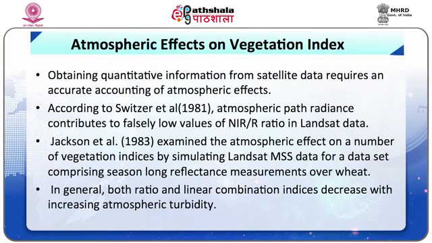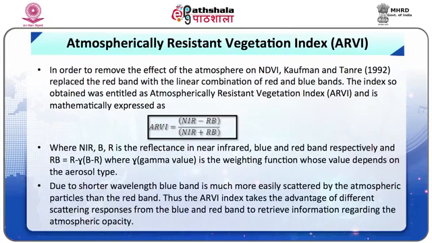Jackson and others examined the atmospheric effect on a number of vegetation indices by simulating Landsat MSS data for a data set comprising season-long reflectance measures over wheat. In general, both ratio and linear combination indices decrease with increasing atmospheric turbidity. In order to remove the effects of the atmosphere on NDVI, Kaufman and Tanner replaced the red band with linear combinations of red and blue bands.